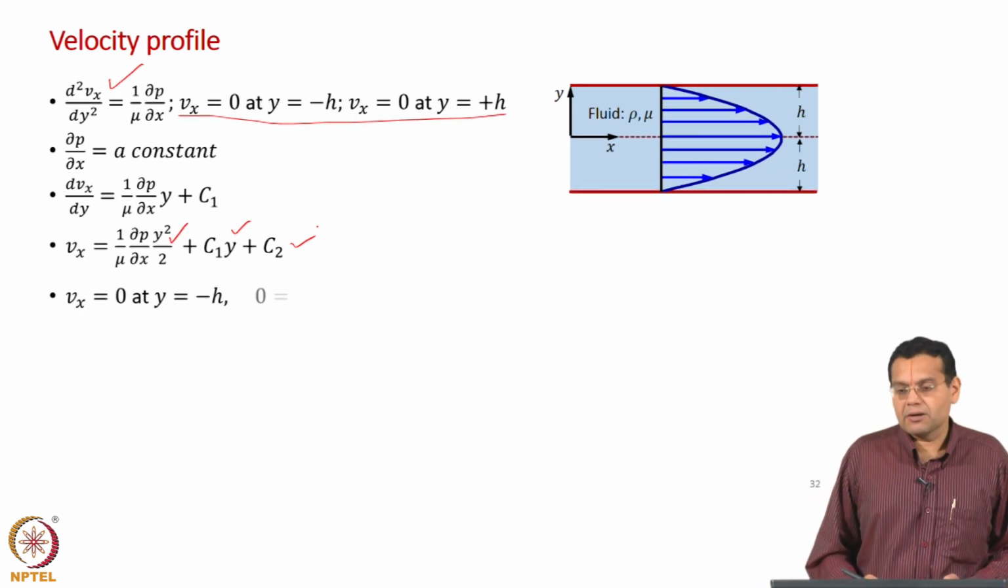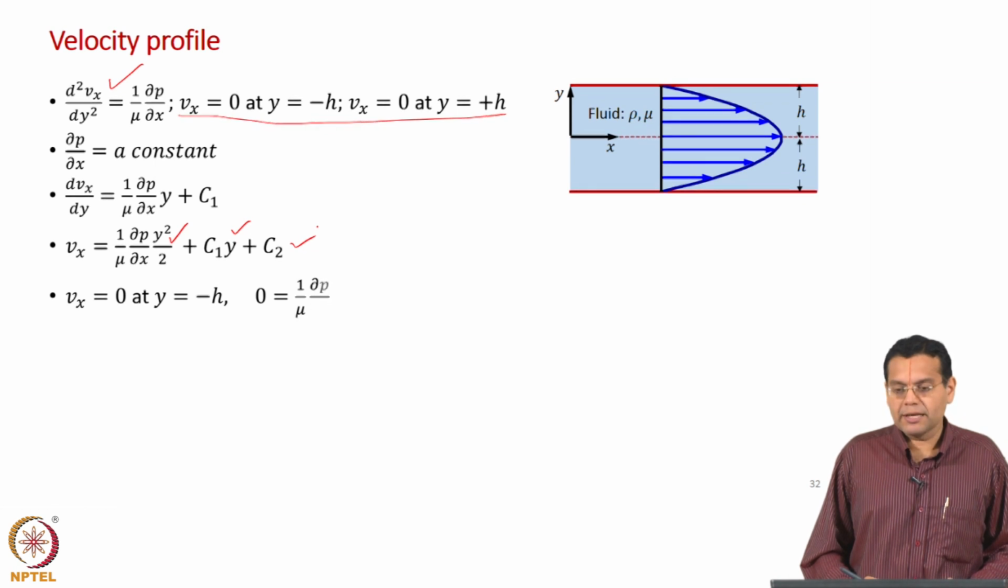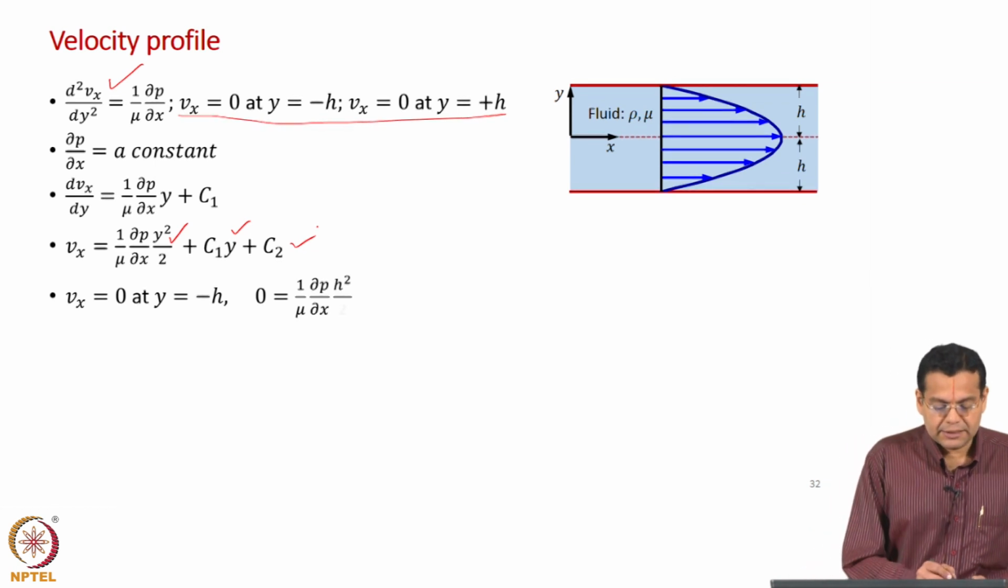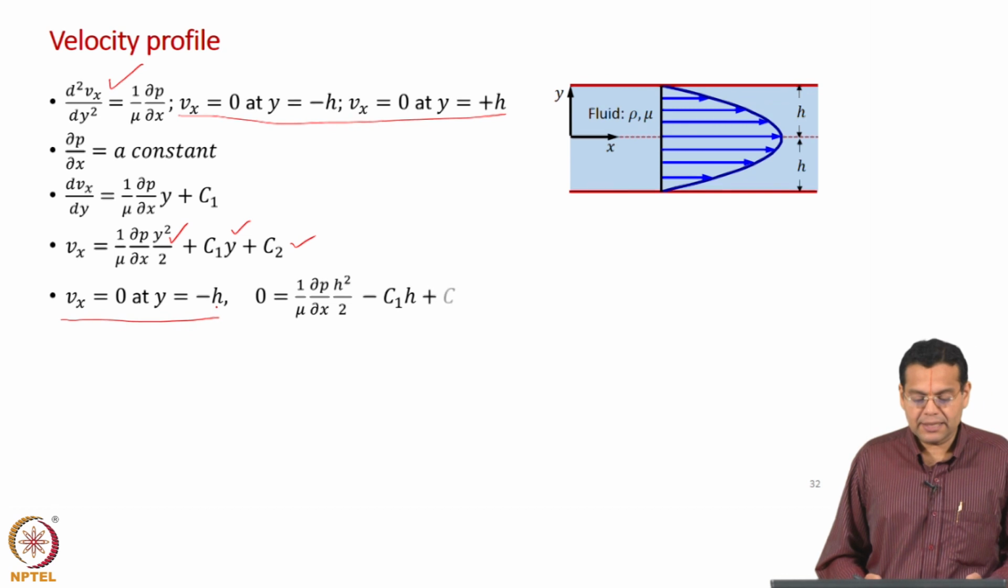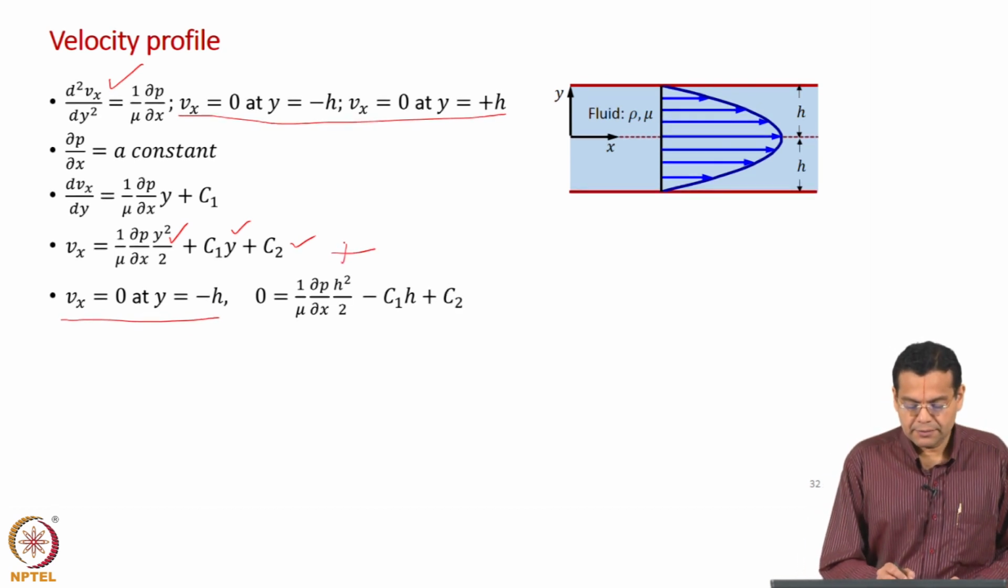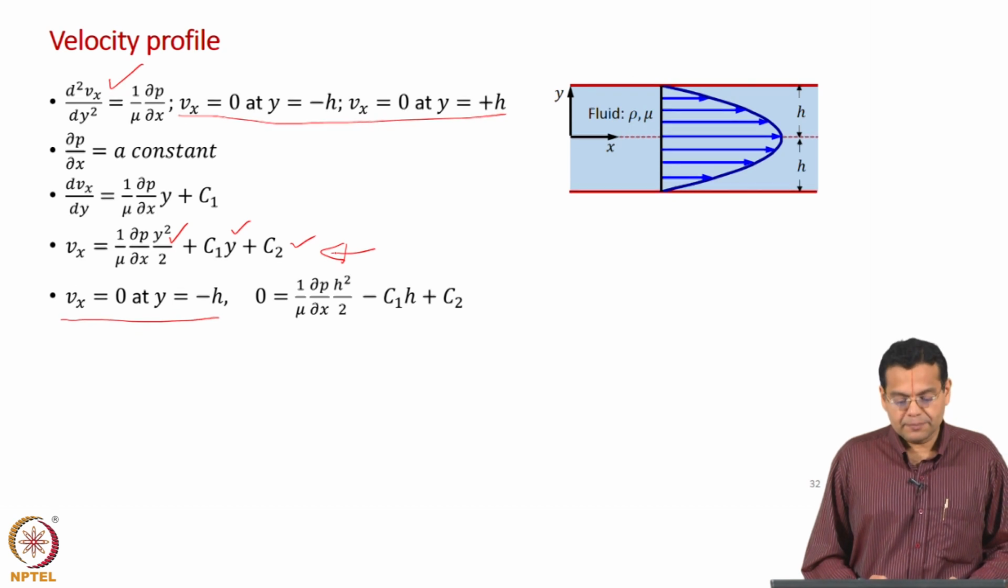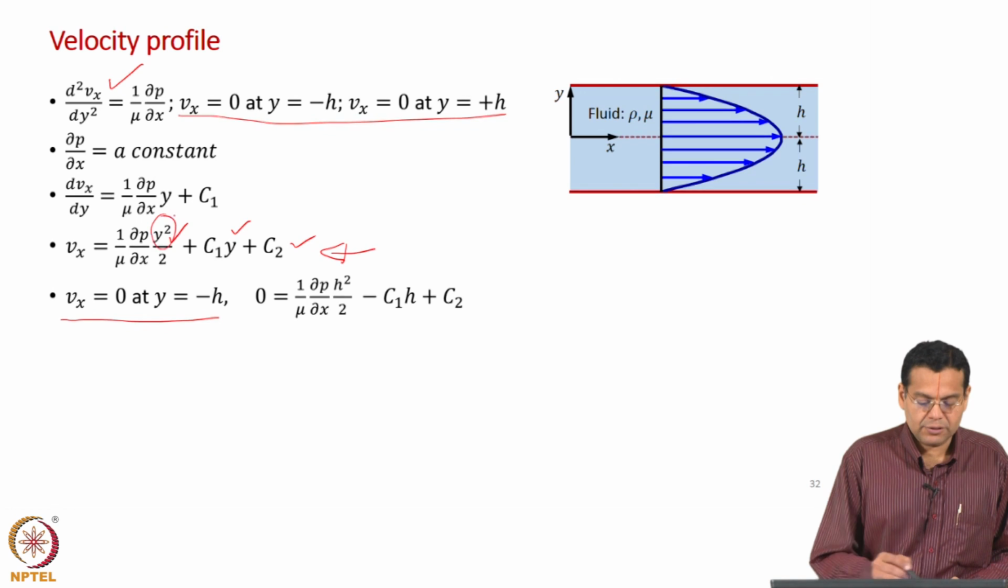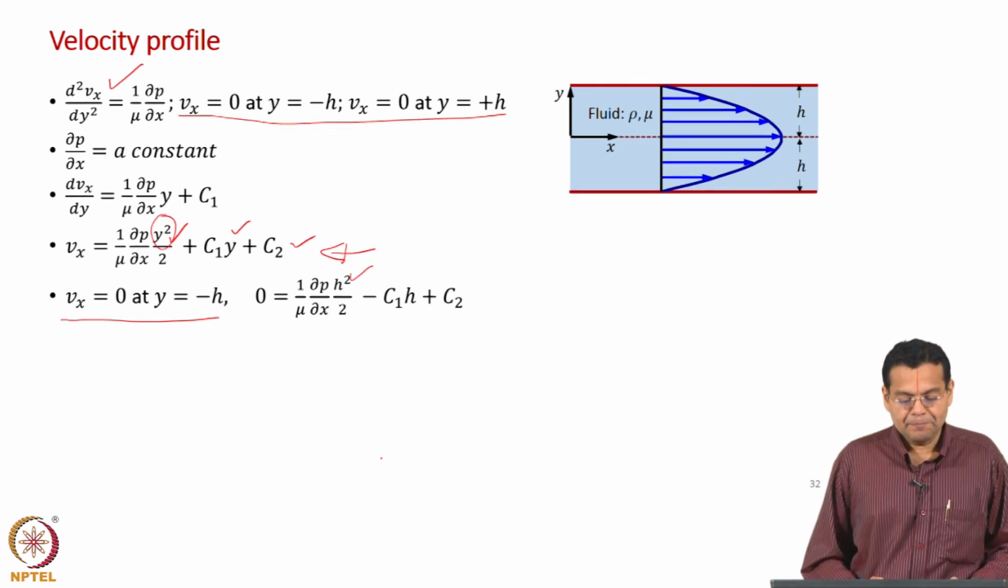Now, we will have to evaluate the constants, we will use the boundary conditions. Vx is equal to 0 at y equal to minus h. So, let us substitute in this equation. Left hand side is 0, right hand side substitute y equal to minus h here. So, it becomes h squared and then we have minus C1 h and then C2.